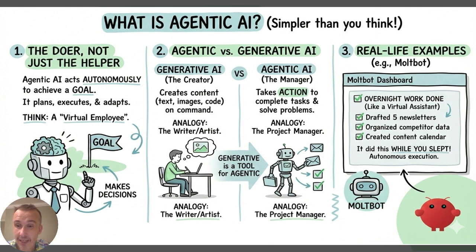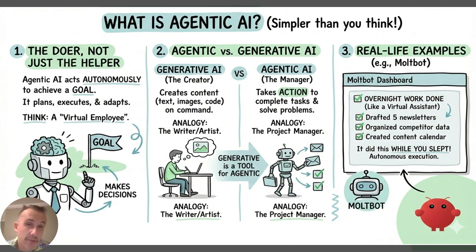First of all, it's an advanced AI system, and you think of it as an actual doer. It gets stuff done. It's not just a helper. It acts autonomously to achieve a goal. So it's designed to pursue a goal independently by deciding what action to take, in what order, and then adjusting based on what's going on. It adapts. A good way to think of it is really a virtual employee, a really capable, intelligent, driven employee who never sleeps. That's a good way to think of it.